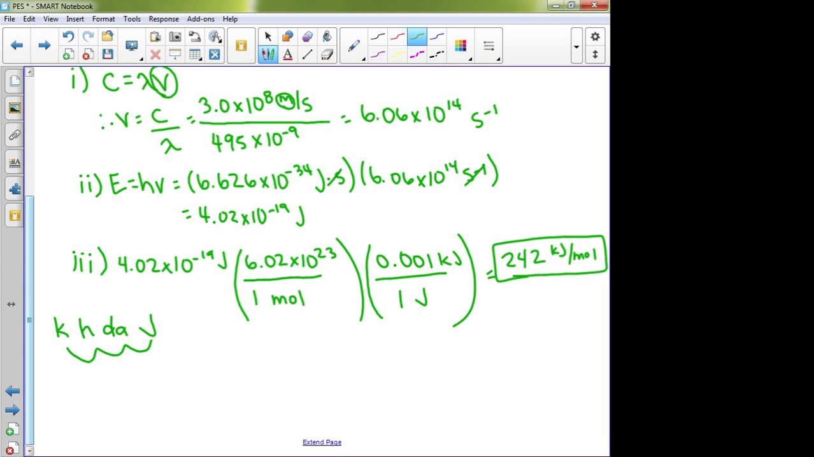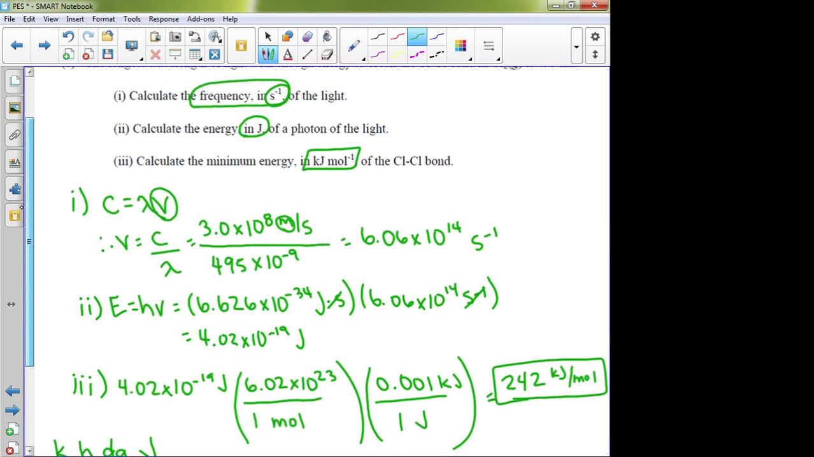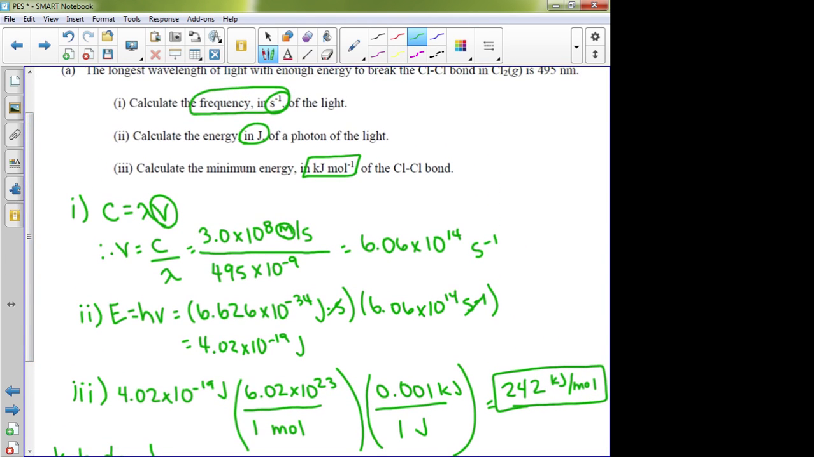How do you know to use frequency? What do you use, the 4.02? How do you measure that? How did I know to use what? The 4.02, the energy. Because I calculated how much energy was in the photon of light that was required to break the bond. So then it said, what's the minimum energy that's in that bond?